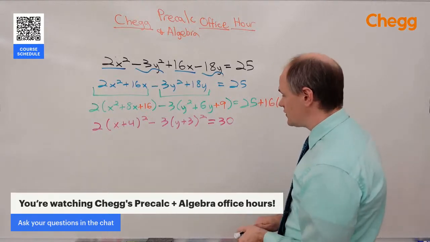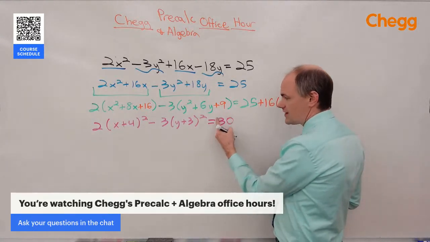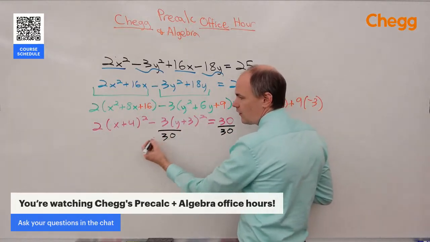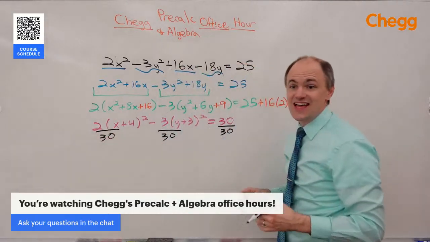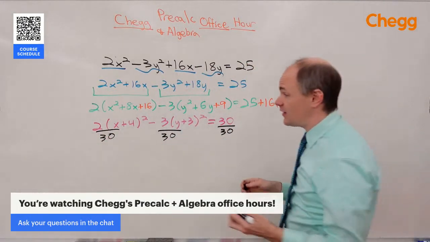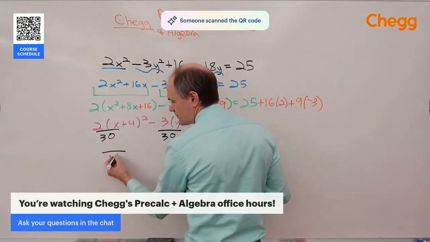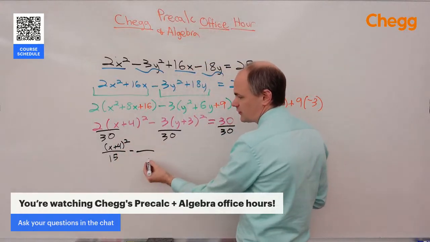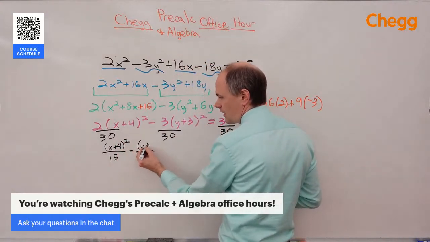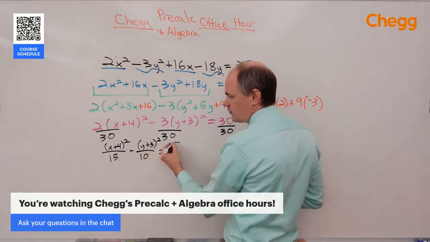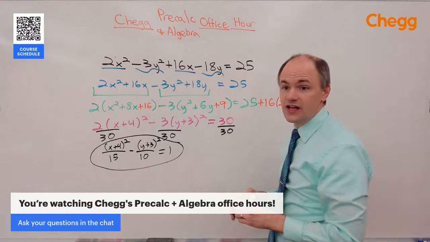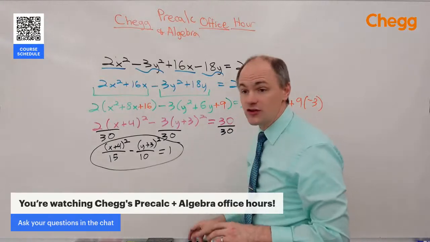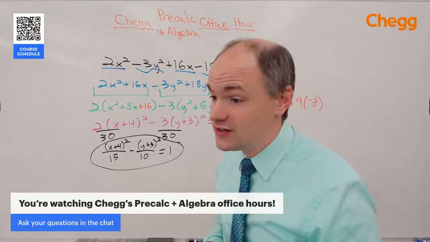And so what we can do to finish this off is we want the hyperbola to equal 1. To make it equal to 1, we're going to divide by 30 all the way across. And that's going to give us that standard form of a hyperbola that we're looking for. 2 over 30 reduces to 15. So we have x plus 4 squared over 15 minus 3 over 30 reduces to 10, y plus 3 squared over 10 equals 1. And that is our standard form of the hyperbola. We know it's a hyperbola because of the minus that's in the middle. And that's one of the great uses of completing the square.